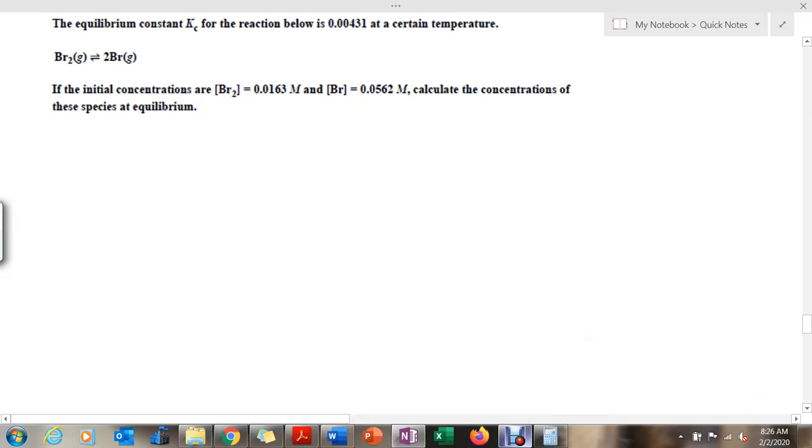Perfect. So we're going to do the equilibrium constant Kc for the reaction at a certain temperature as this one. If the initial concentrations are these ones, calculate the concentration of this species. So we got that the Kc is equal to 0.00431.